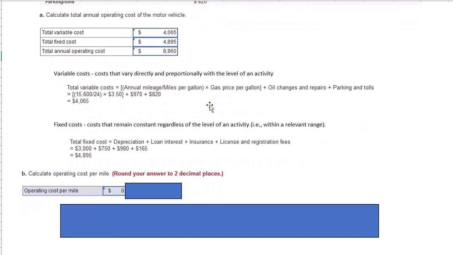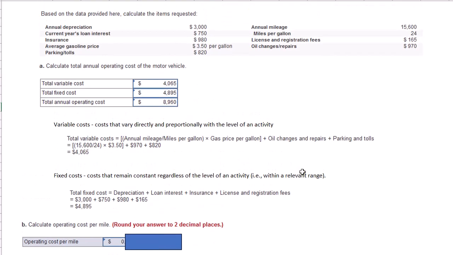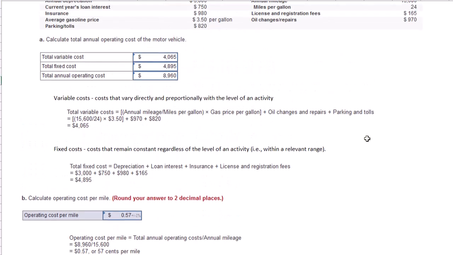Now, if we were to calculate the total operating cost per mile, here's what you have to do. You've got to take the total annual operating cost, we just calculated that as 8,960, jotted it in here, right? We've added these two together to get that amount. And we divide it by the annual mileage, which they gave us as 15,600. If we slide back up, there's where the 15.6 comes from. So if we divide the 8,960 by 15,600, we come up with 0.57 or 57 cents per mile. And that's this problem, everyone.